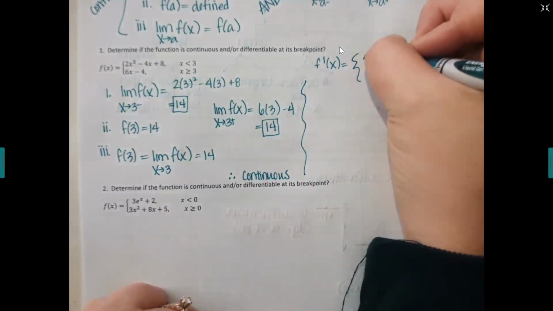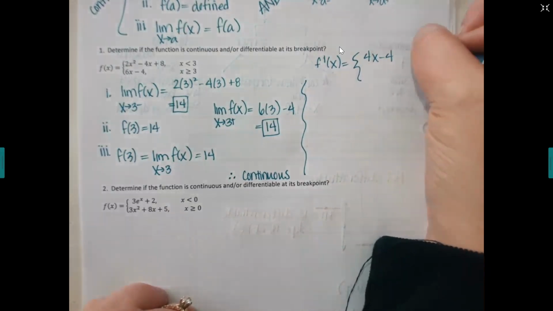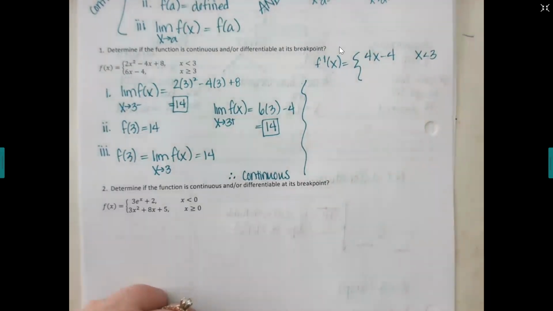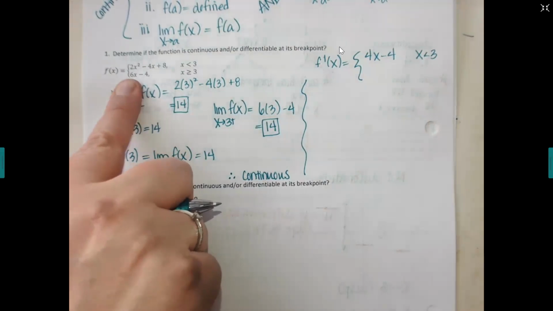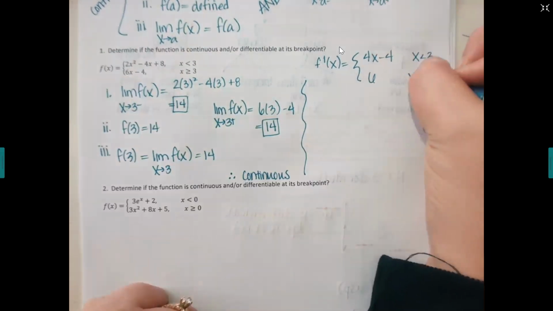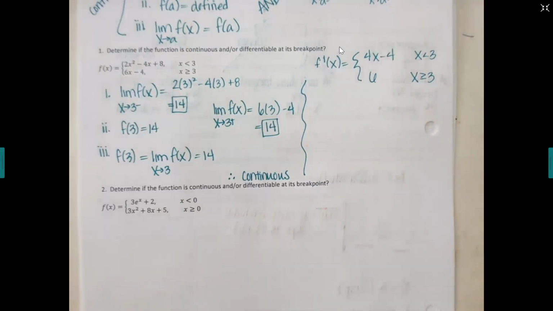Okay, 4x minus 4, very good. That would be for any x's less than 3. Now look at the bottom piece. 6x minus 4, what's the derivative of that? Just a 6. And then I'm going to plug in 3 to both pieces and make sure that they match each other. If they do, it's differentiable. If they do not, then it's not differentiable.